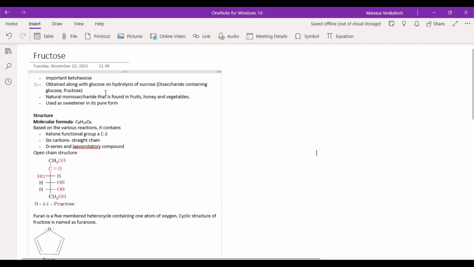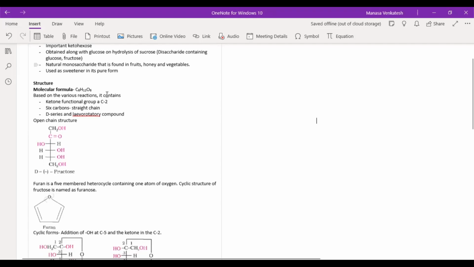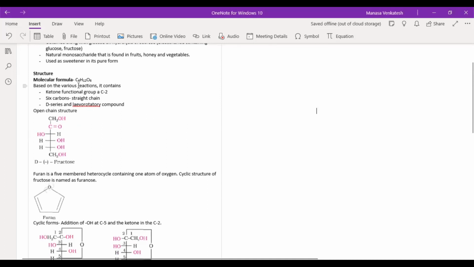If you remember, sucrose on hydrolysis gave us equal amounts of glucose and fructose, and that is one of the methods for obtaining fructose. It is also found in fruits, honey, vegetables, etc., and it is used as a sweetener in its purest form. Its molecular formula is the same as that of glucose, C6H12O6. Now, based on various reactions, it was found that the second carbon in fructose consisted of a ketone group. The carbon atom at the first position can't be a ketone because that's an aldehyde.